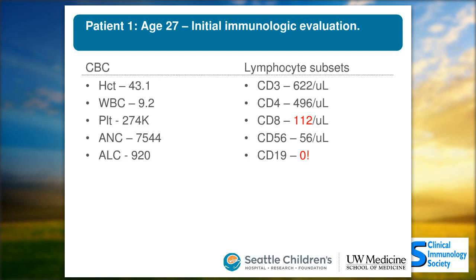So she first came to our attention by the age of 27. So that's just to show you, 5 years after she received her rituximab treatment, and that was the first time that she had an immunological evaluation. CBC was overall normal when we saw her, so normal platelet count and normal hematocrit. Lymphocyte subsets showed maybe somewhat reduced lymphocyte count with total CD3 of 622, low CD8 of 112, and no B cells, so CD19 of 0, and that was 5 years after she received the rituximab.